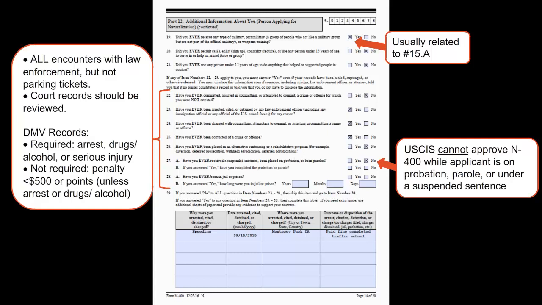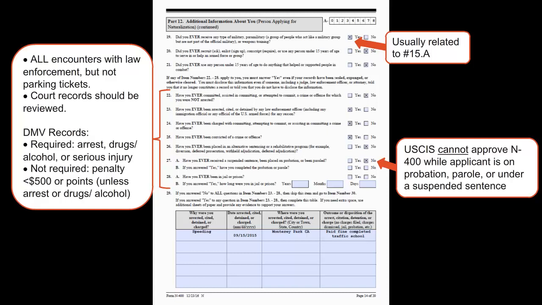Questions 22 through 28 are very important. This pertains to an individual's criminal history. Question 23 asks for any arrests, citations, or detentions by a police officer for any reason. This does include traffic tickets, and any times an individual may have been stopped or detained by the police or at the airport and questioned by immigration authorities upon reentry into the United States.